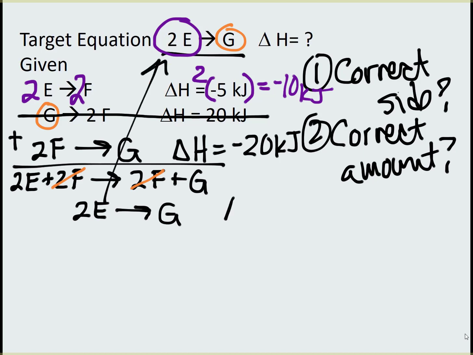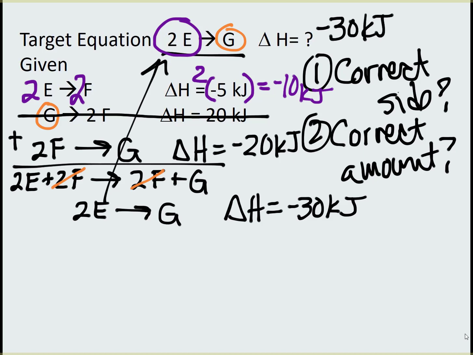And so therefore, my delta H, I can just add up. So I have a negative 30 kilojoules. So what I do to the equation, you need to do to that equation's delta H. So my answer is a negative 30 kilojoules. And I did add them up just to make sure that everything works out, so that when I add it up, it does equal the target equation.